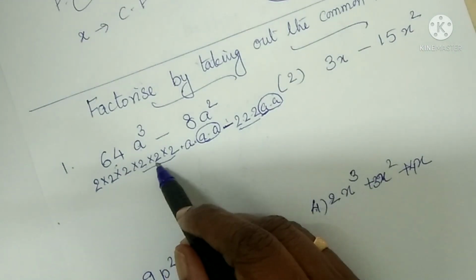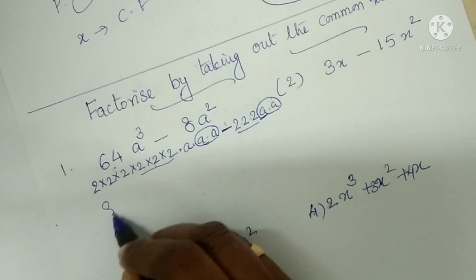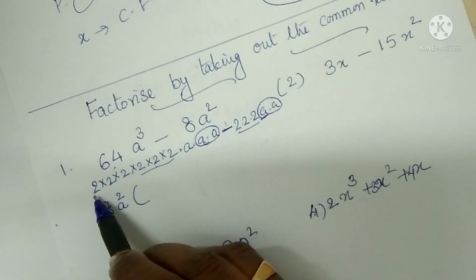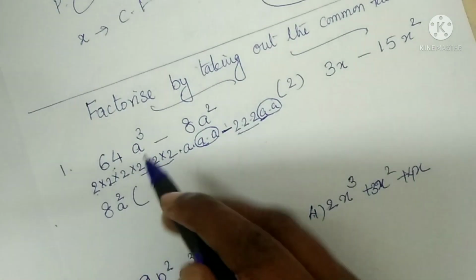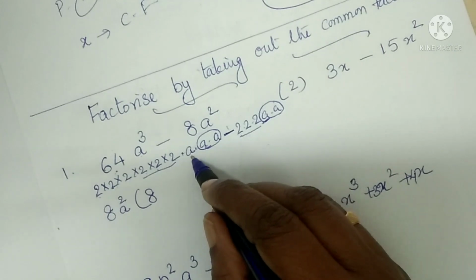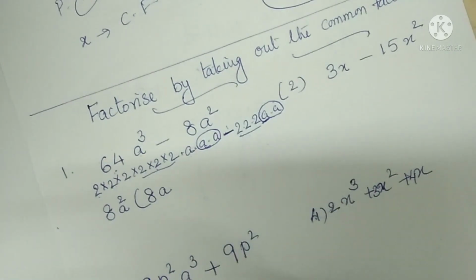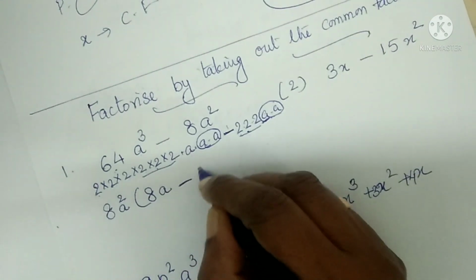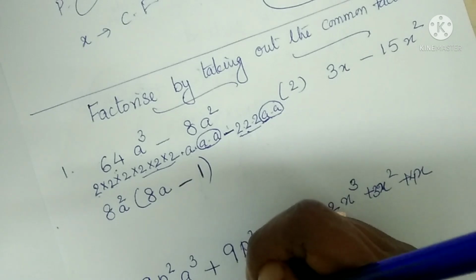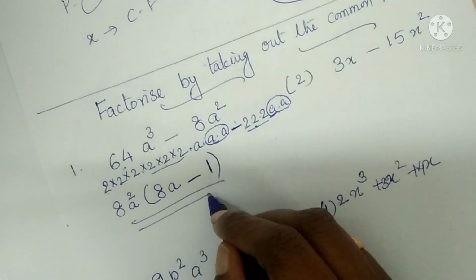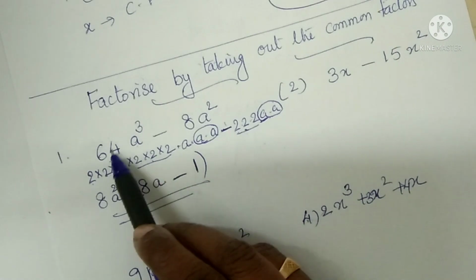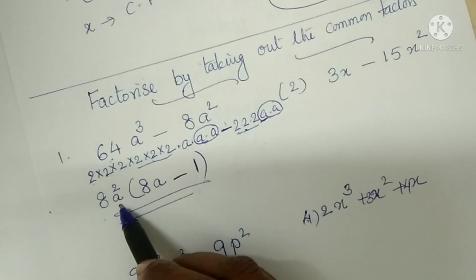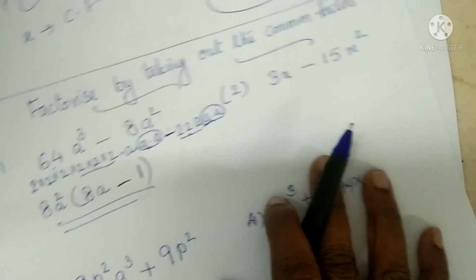So, what is that? 2 2s are 4, 4 2s are 8. a square is common. What is remaining here? 1, 2 2s are 4, 4 2s are 8. Here 1a is left, so that we write in the bracket. Here all the factors we have taken, nothing is remaining, that means 1 is remaining. So, 8a square into 8a minus 1. These are the factors of 64a cube minus 8a square. So the factors are 8 into a square into 8a minus 1.